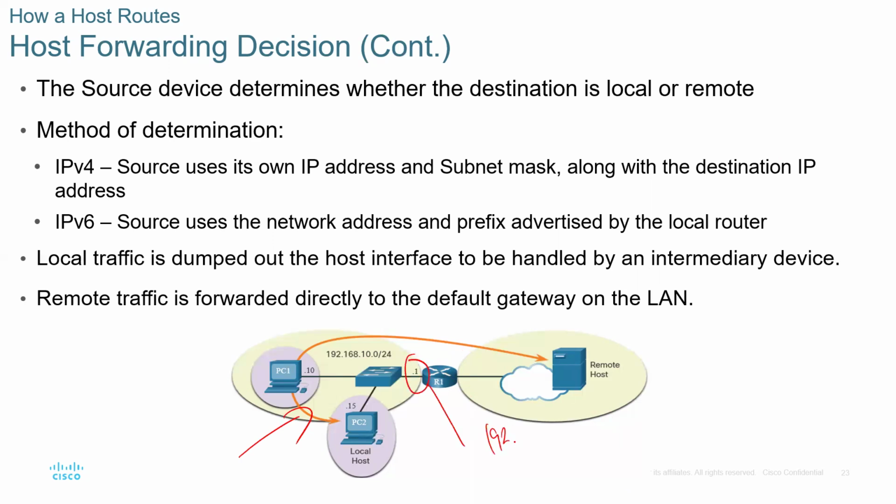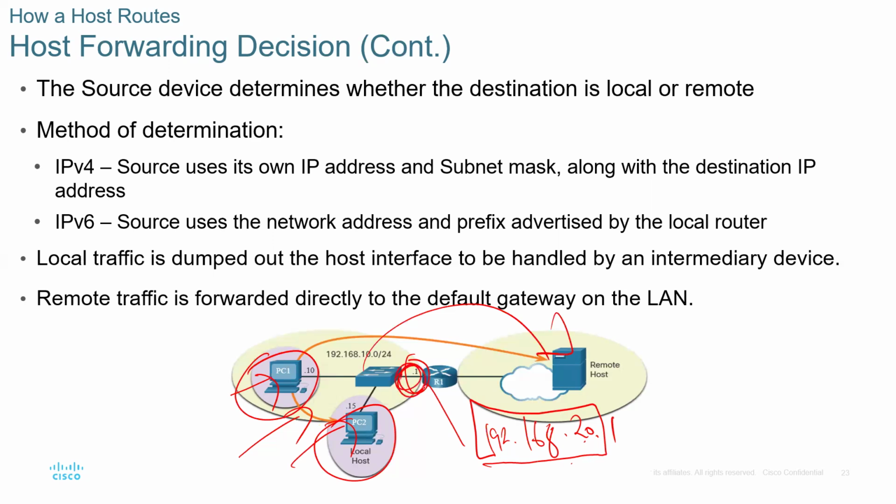Dot one meaning 192.168.10.1. The IP address of the default gateway should have the same network ID as the devices in that LAN. So this 192.168.10 is the same as this here, is the same as this here. If it's different, then that's a wrong default gateway. These devices here will not be able to go out of the network because there is a wrong default gateway there.